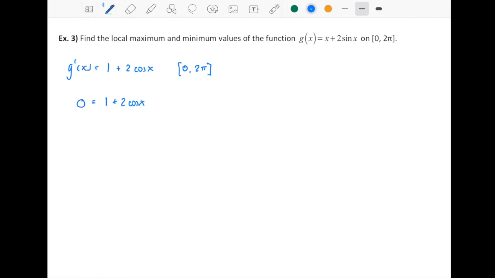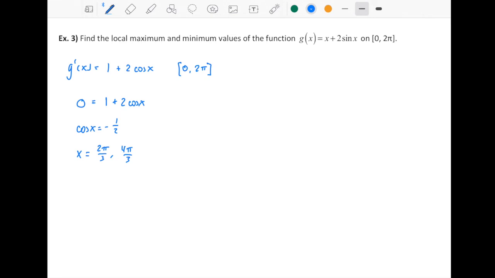So I'm going to subtract 1, divide by 2. We've got cos x equals -1/2. And because I am a good, proper student of calculus, I remember my unit circle. Cosine is negative in quadrants 2 and 3. And so our angles on that interval 0 to 2 pi are going to be 2 pi over 3 and 4 pi over 3. Those are our critical values.